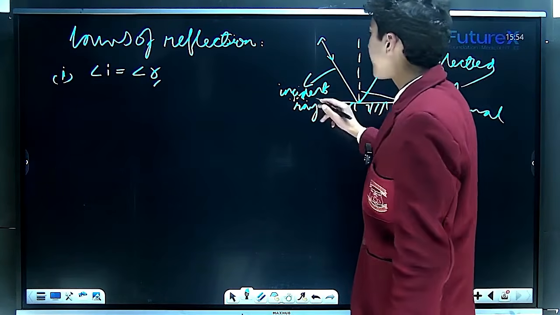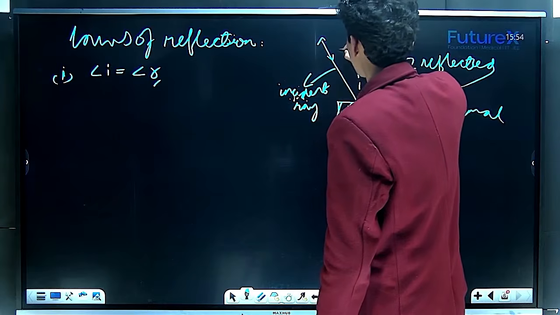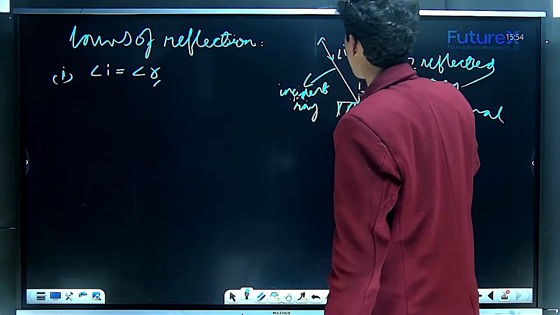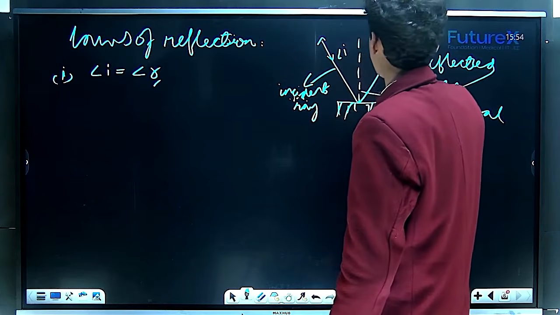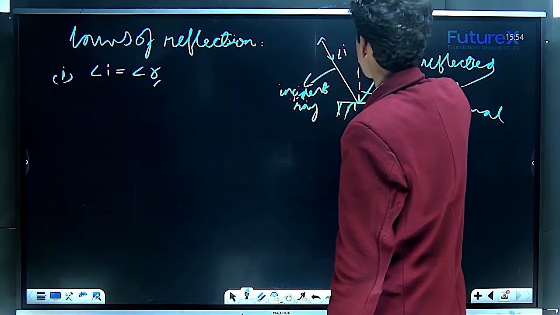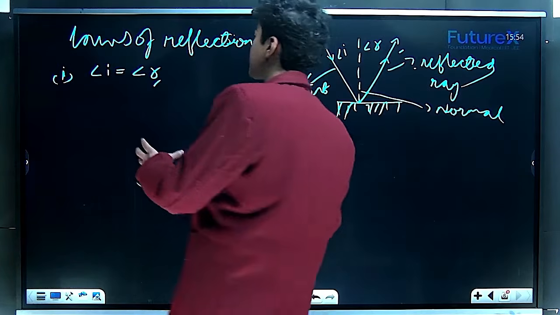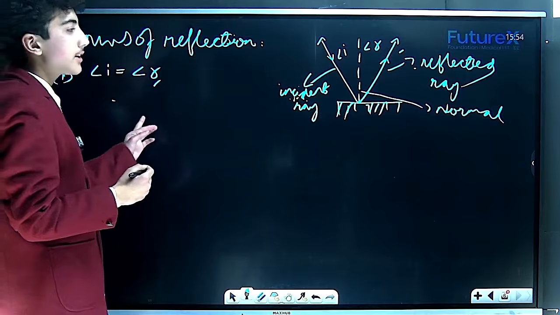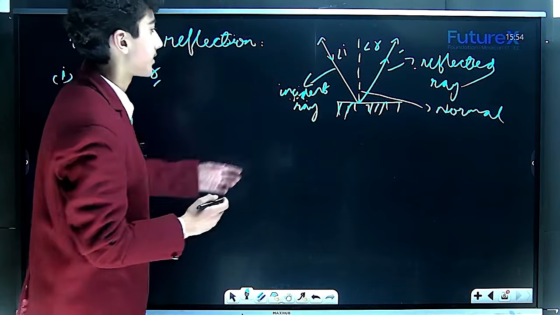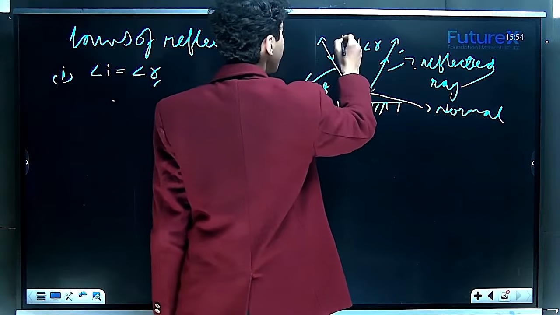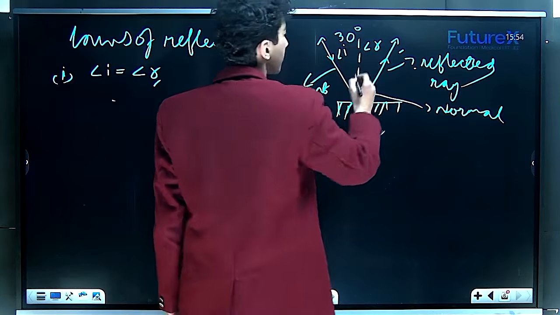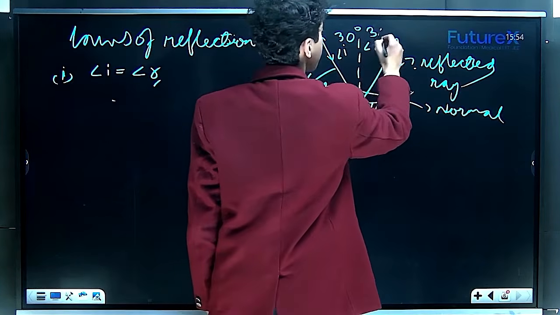The angle between the incident ray and the normal is known as the angle of incidence, and the angle between the reflected ray and the normal is known as the angle of reflection. The first law states that the angle of incidence is always equal to the angle of reflection. So if the angle of incidence is 30 degrees, the angle of reflection will also be 30 degrees. This is the first law.